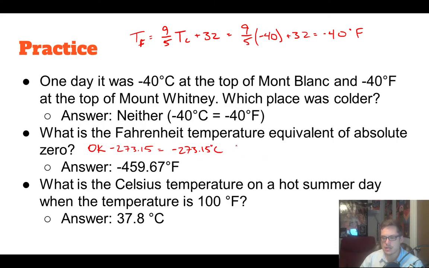We'll use this exact same process up here. I'm not going to rewrite the formula. The temperature in Fahrenheit is equal to 9/5 times our negative 273.15 plus 32, and we get negative 459.67.